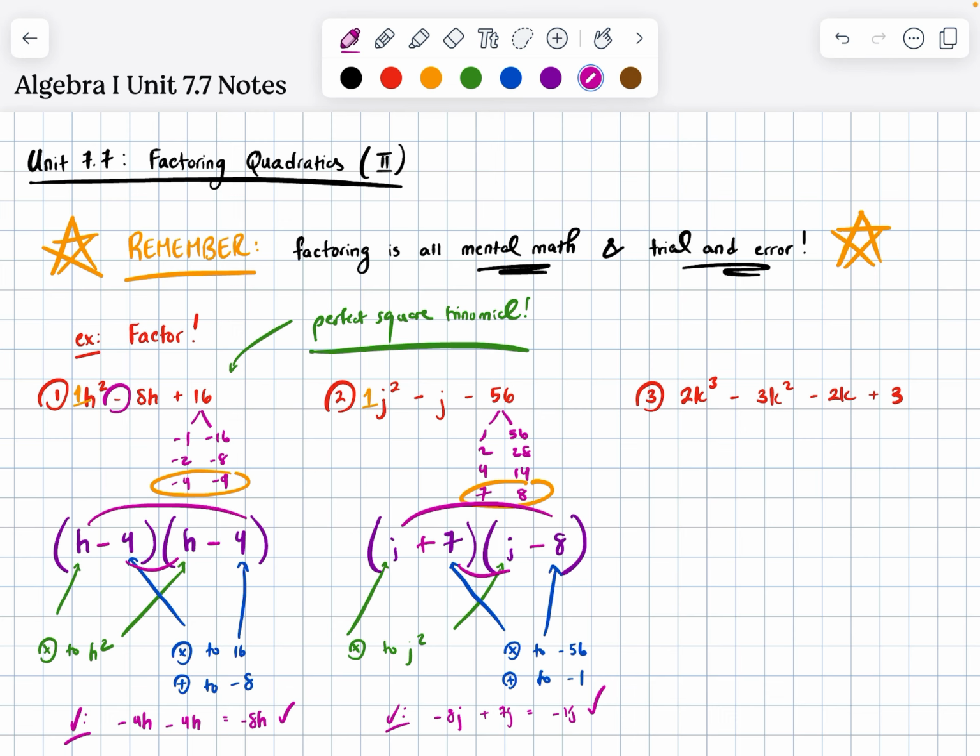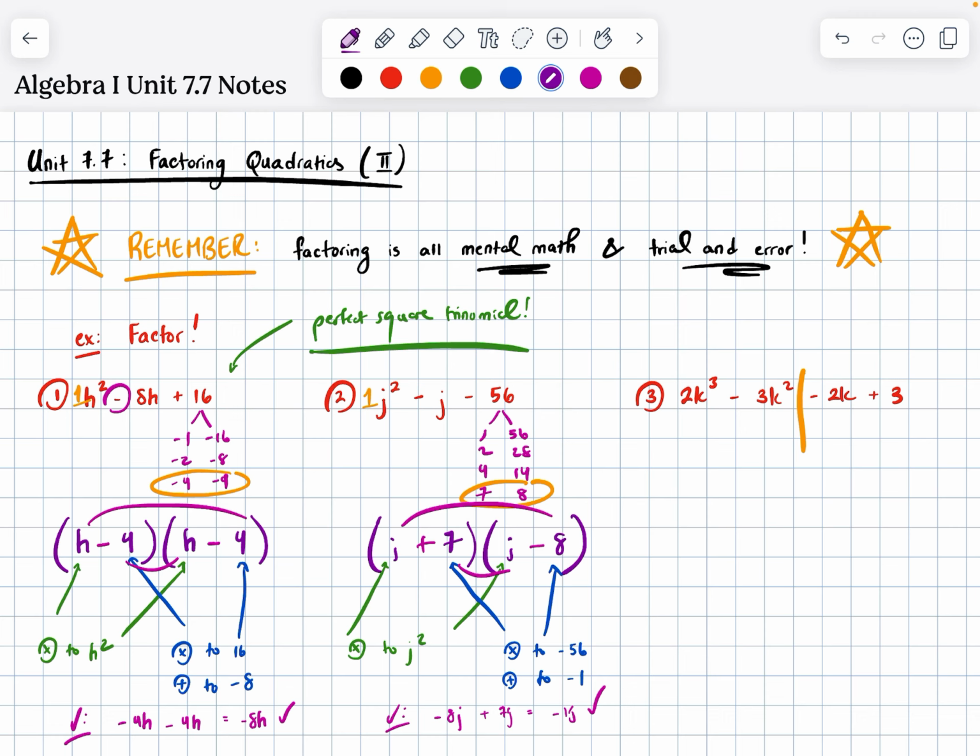And for number 3, I see something with 4 terms, which immediately tells me that which of my special patterns is this going to be? 5, 4, 3, 2, 1. Well, when I see 4 terms, I immediately think of factoring by grouping. So my first move, I'm going to draw a big dividing line down the middle of my polynomial. I want to split it into 2 and find the GCF of each half.